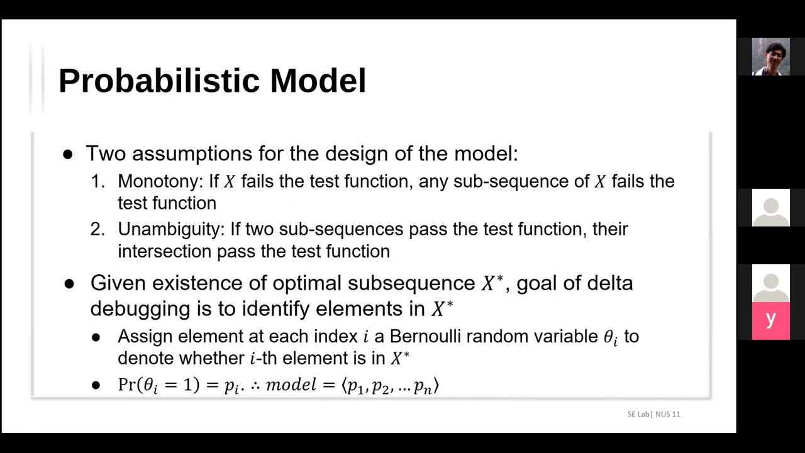So the first assumption that they make is that if a test case X fails the test function, then any subsequence of X will also fail the test function. While this might not be exactly valid, because there might be certain paths in X, and if a certain subsequence of X doesn't go through that path, then it might pass the test function. But I think the idea is that you wouldn't start off with an X that already fails the test function.